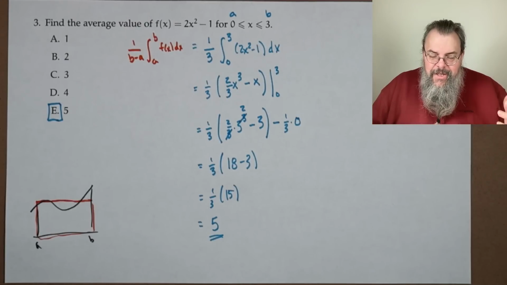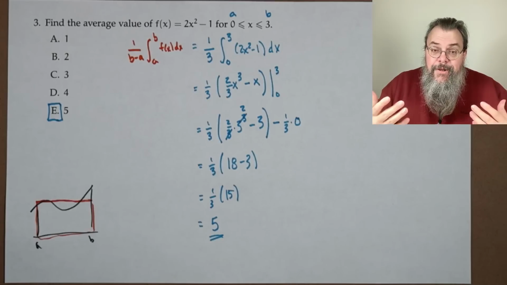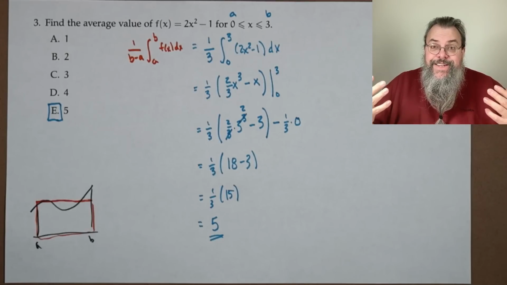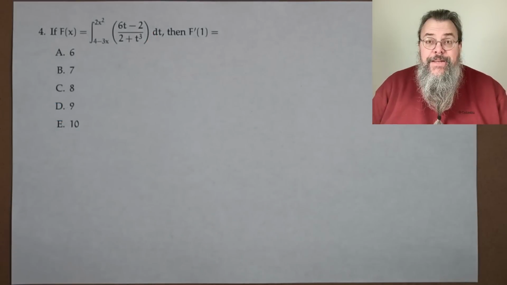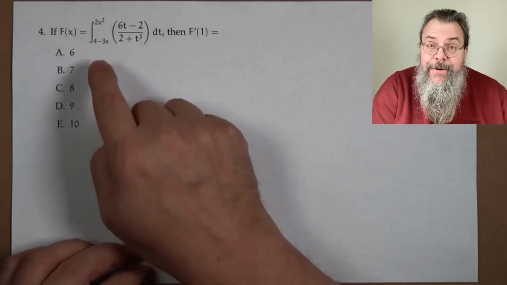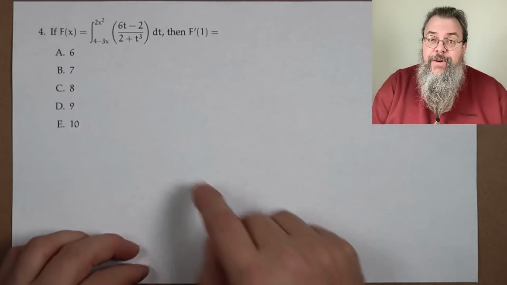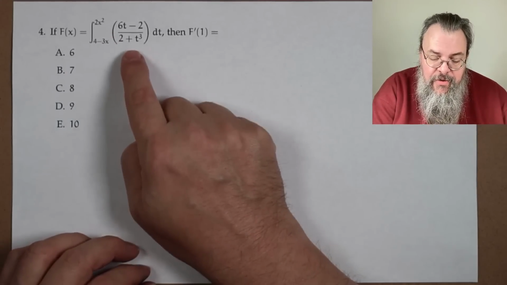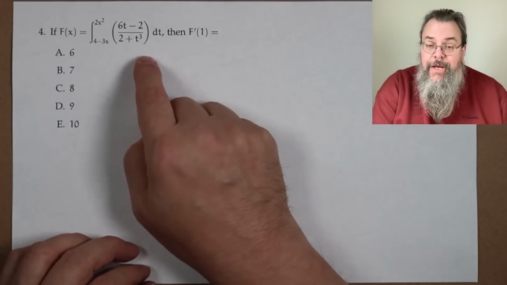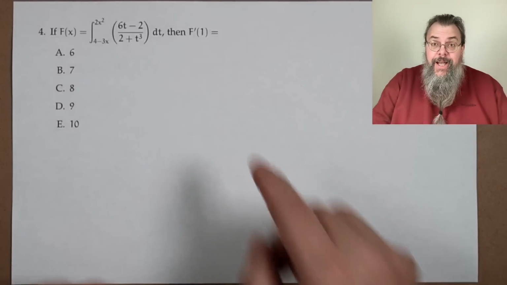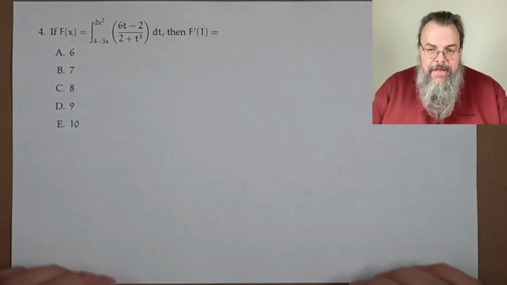And so pay attention and make sure you have the pieces in there. All right, well, that's not so bad. Great, let's keep going. If f of x is the integral from 4 minus 3x to 2x squared of (6t minus 2) over (2 plus t cubed) dt, then f prime of 1 is... Okay, well, we've got to find that out.